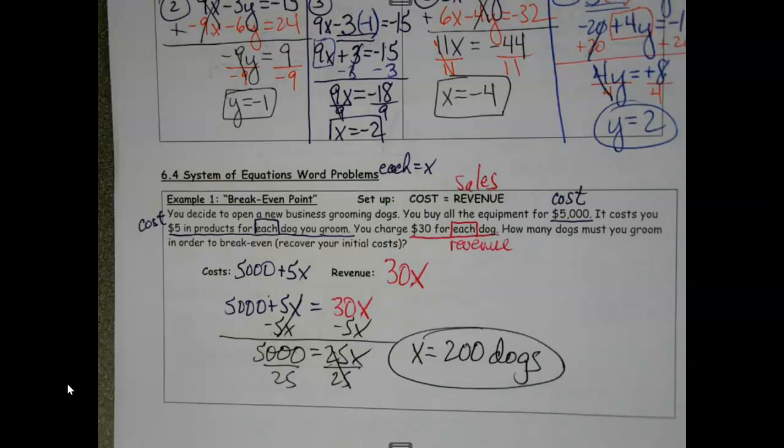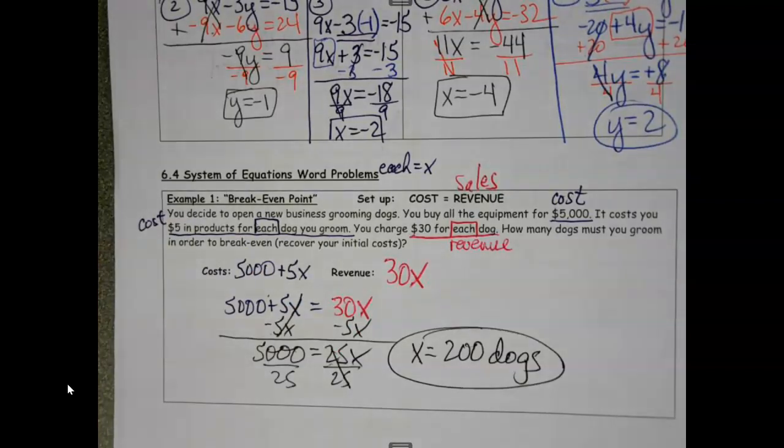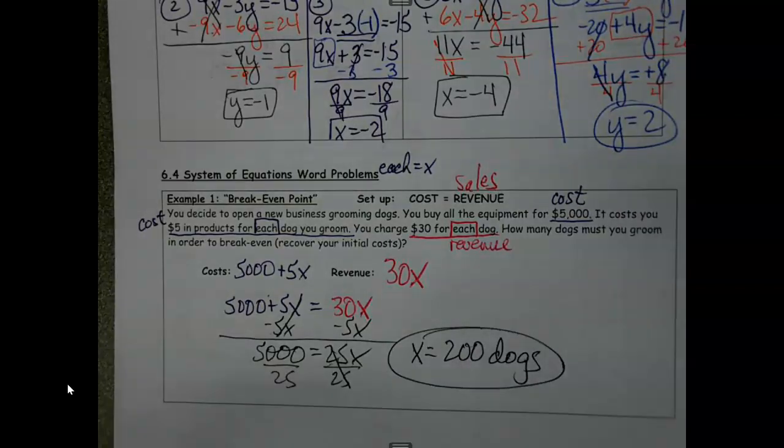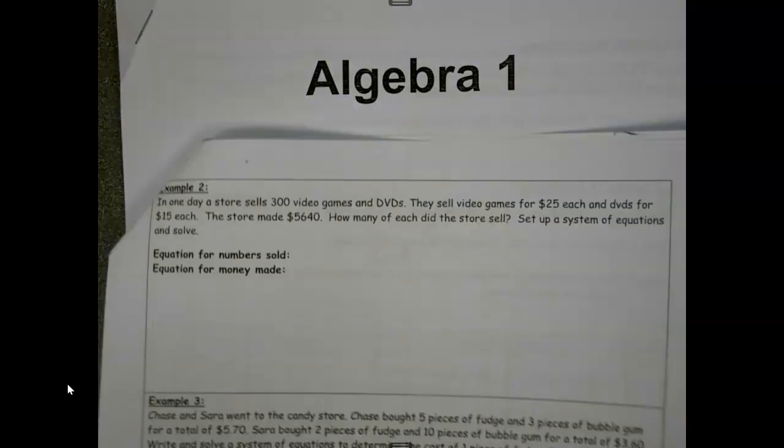If we do less, we lose money. If we do more, we make money. But that's kind of the point of no return. So anytime you see break even show up, you're going to take your cost and your revenue, or your cost and your sales, set them equal, and you're going to be off and running to the races. But that's it. No Y to have to solve for, which is nice.